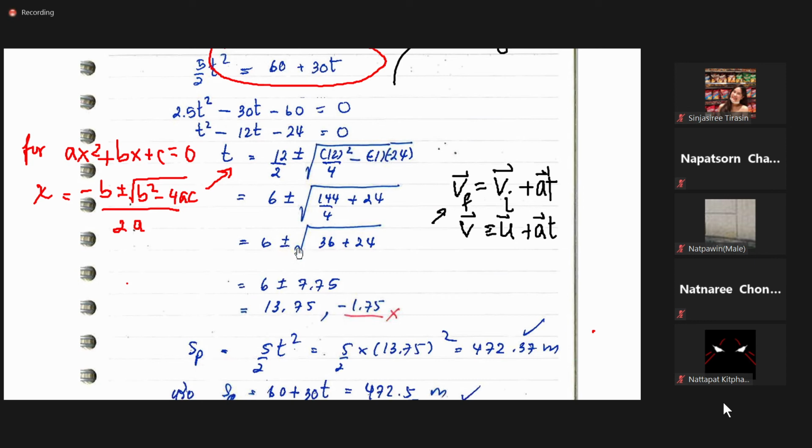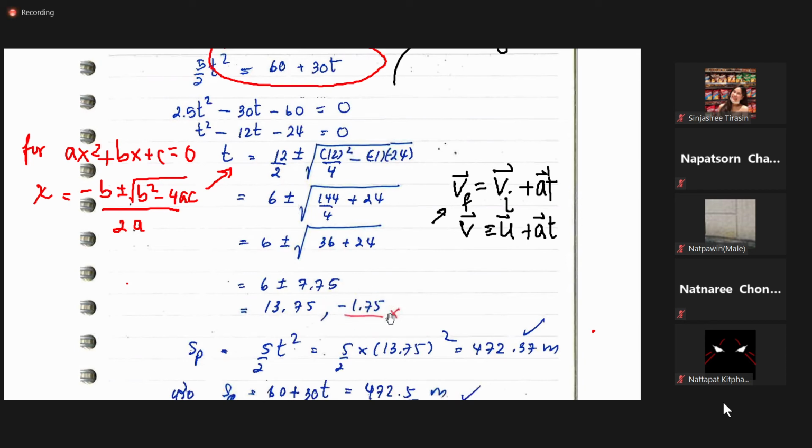So it's 6 plus or minus the square root of 36 plus 24. And 36 plus 24 is 60. The square root of 60 is 7.75, because 7 times 7 is 49, and 8 times 8 is 64. So the square root of 60 is between 7 and 8. So it's 6 plus 7.75. And now you will see that there are 2 times here. Times equal to 13.75 seconds and minus 1.75 seconds.